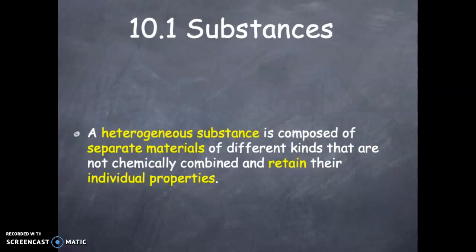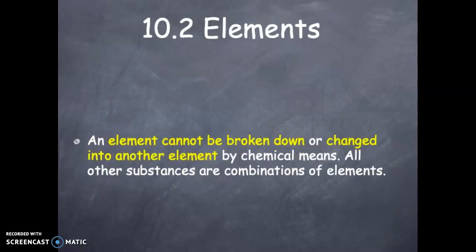Now, a heterogeneous substance is composed of separate materials of different kinds that are not chemically combined and retain their individual properties. Elements now. An element cannot be broken down or changed into another element by chemical means, as the alchemists tried to do in the medieval period. All other substances are a combination of elements.